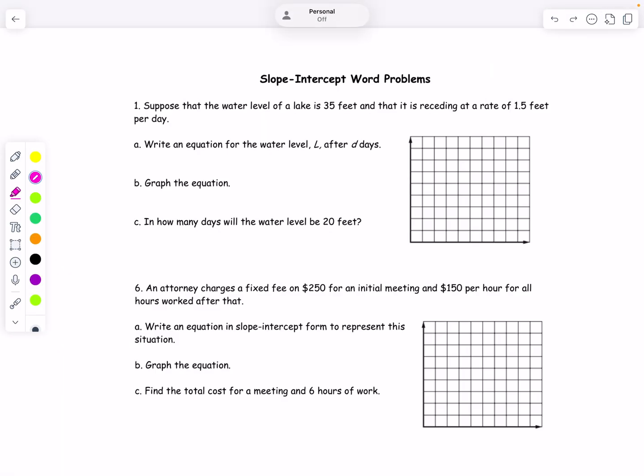All right. Good morning, everybody. So I'm just going to go over a few of the questions from the Slope Intercept word problem worksheet.